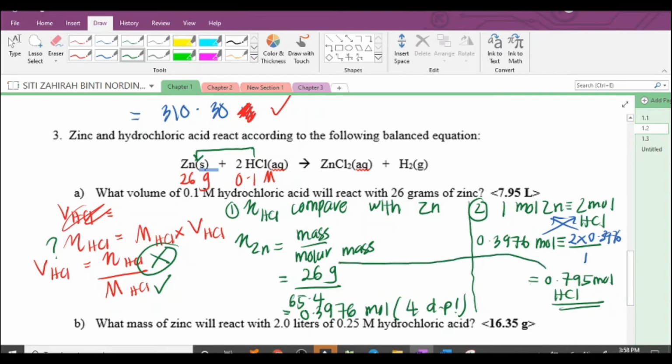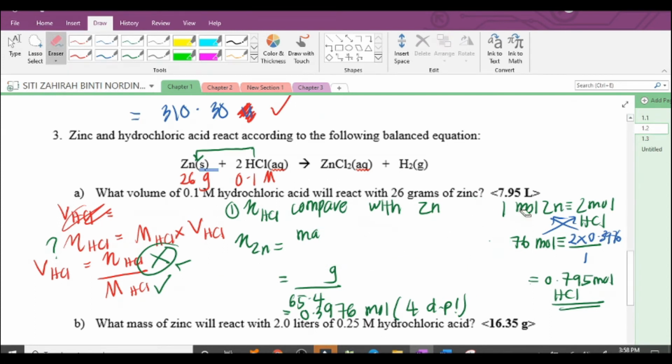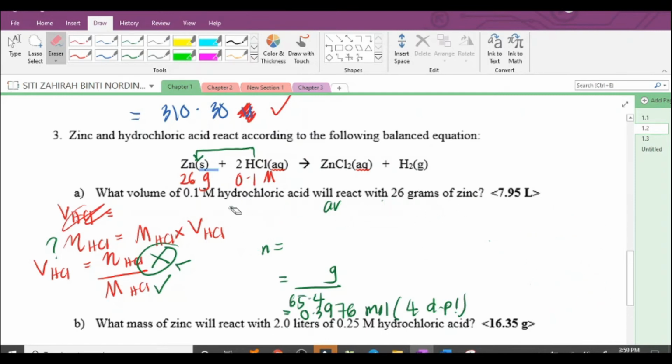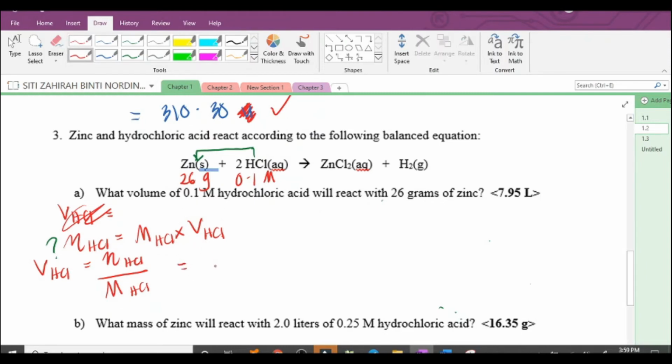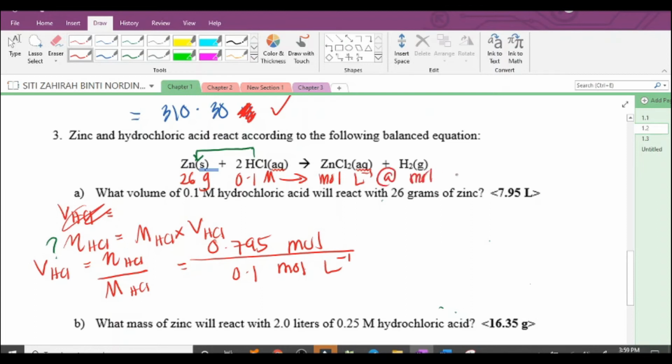Okay, so now substitute this mole into this formula. Let me delete this one first because I don't have any space left. So the volume of HCl would be mole of HCl, 0.795 mole, divided by the molarity of HCl, which is 0.1 mole per liter. Remember that this M can be converted to mole per liter or mole per dm cube. Cancel this mole together. So you've got 7.95 liter. It's the same as the final answer.